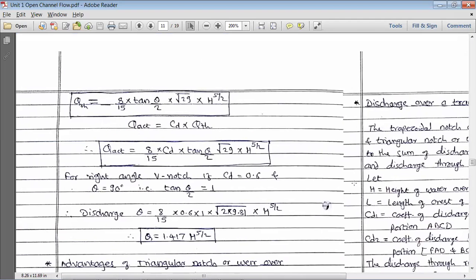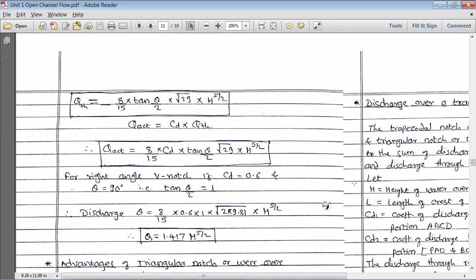Here you can see the final equation we got: Q theoretical is equal to 8 by 15 tan theta by 2 into under root of 2g into h raised to 5/2. We know that Q actual is equal to CD into Q theoretical. If I multiply the above equation by CD, then I will get the actual discharge. So Q actual is equal to 8 by 15 CD into tan theta by 2 into under root of 2g into h raised to 5/2.